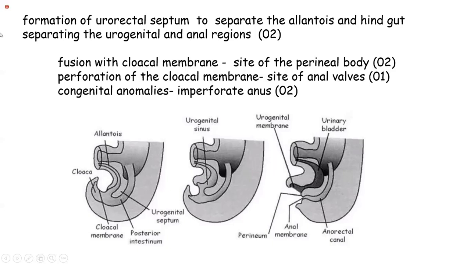And you can mention that the perforation of the cloacal membrane marks the site of the anal valves, and the rest of the ectoderm in the vicinity will form the remaining half of the anal canal, right? So you can distribute your marks, and a few congenital anomalies. If you mention just imperforate anus, that would be enough, right?